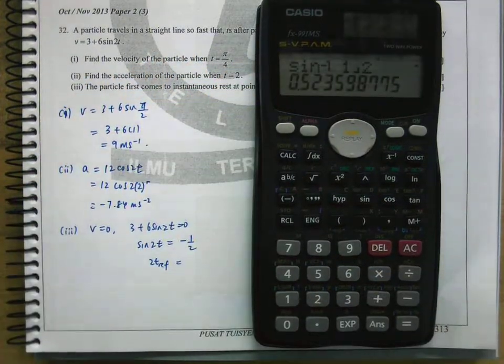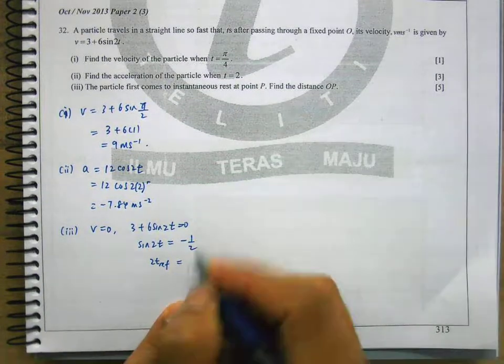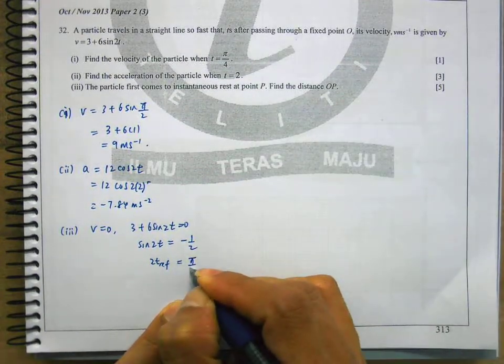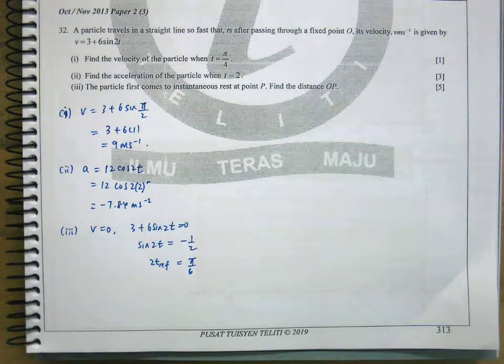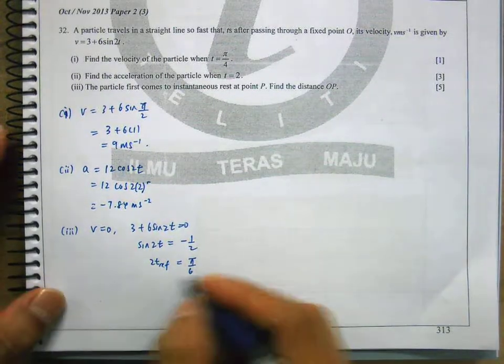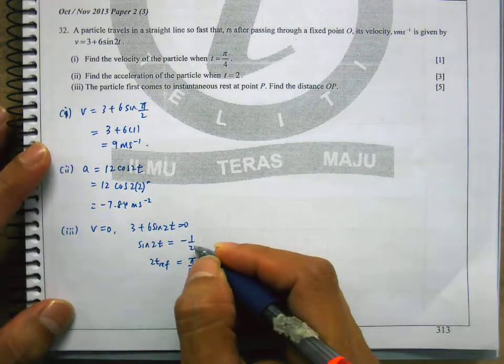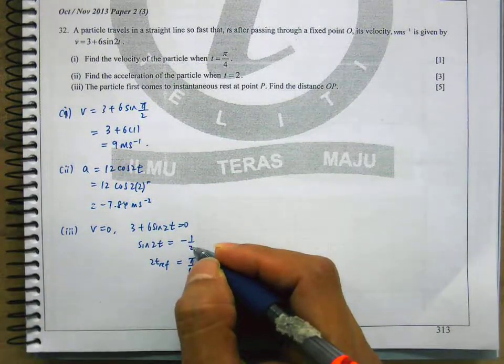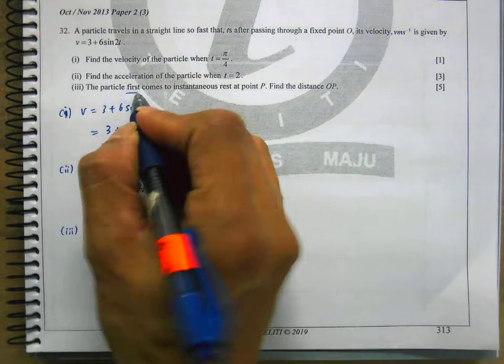Now the challenge with this calculator is it will give you in decimal. If you use the silver one, they will give you in pi form. Actually, your reference angle is pi over 6, 30 degrees. But if you want to give in decimal, it's fine. Yeah, no problem. We can leave it in decimal. Now, which quadrant? Quadrant 3 and 4. But the question says first instantaneous rest.